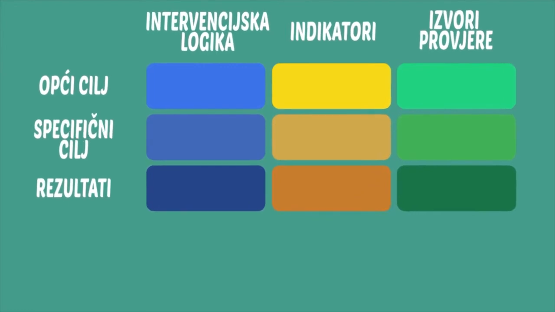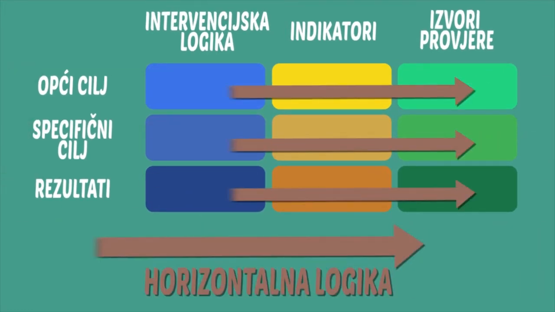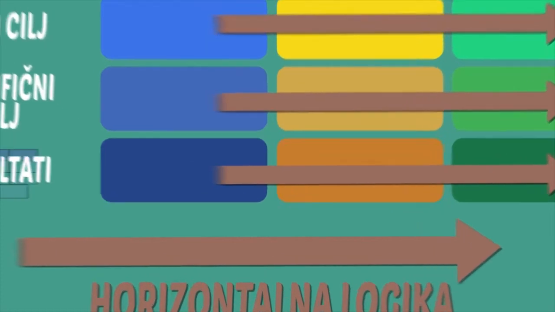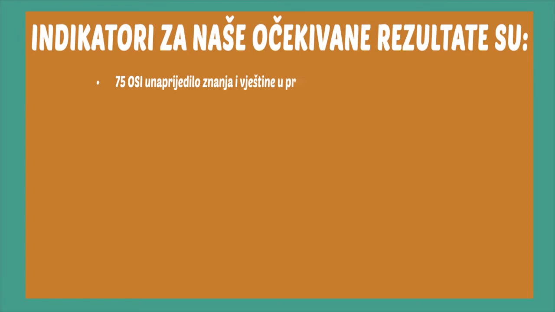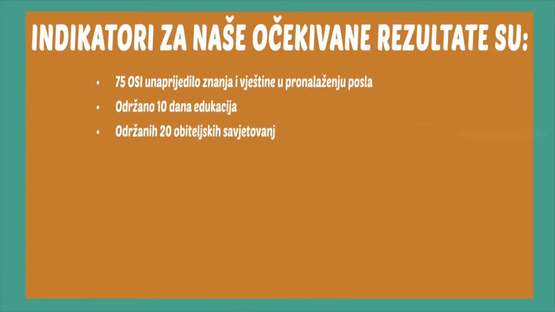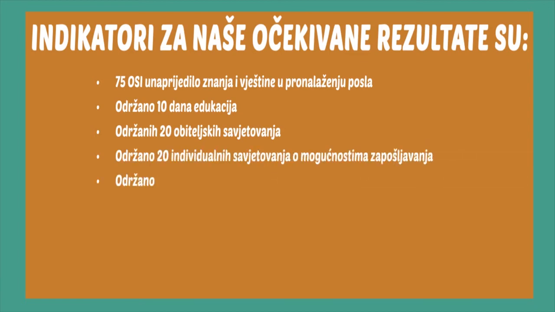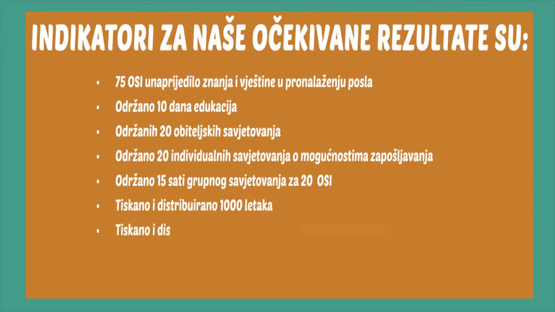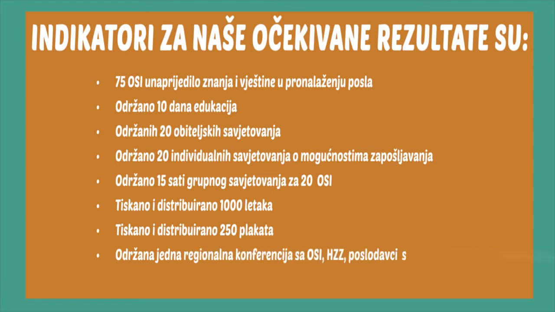Referring back to our example of disabled people, it might look as follows. So our indicators of expected results would be 75 disabled people who have boosted their knowledge and skills for finding a job, the completion of a 10-day education programme, the completion of 20 family counselling meetings, the completion of 20 individual counselling meetings about employment opportunities, the completion of 15 hours group counselling for 20 disabled people, the printing and distribution of 1,000 leaflets, and the printing and distribution of 250 posters.